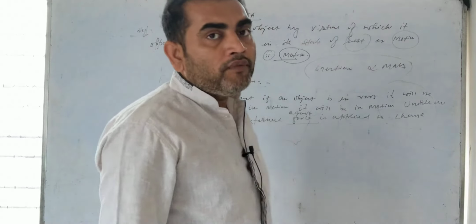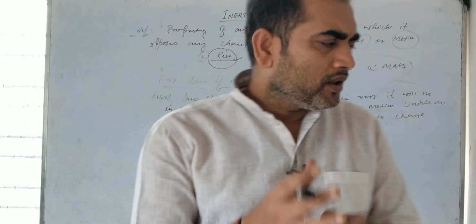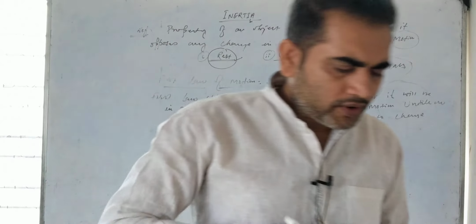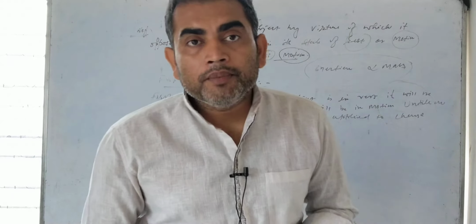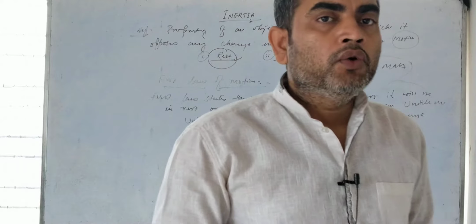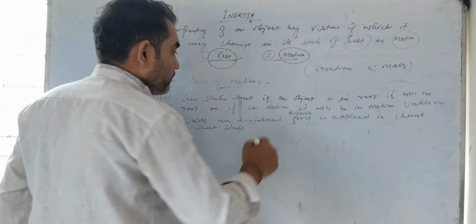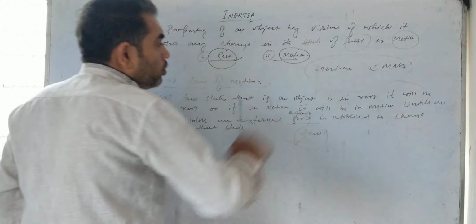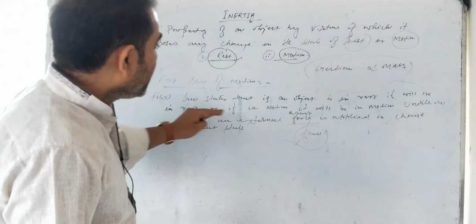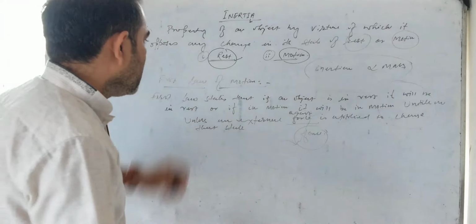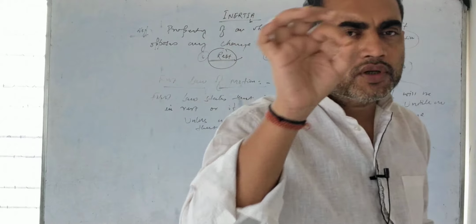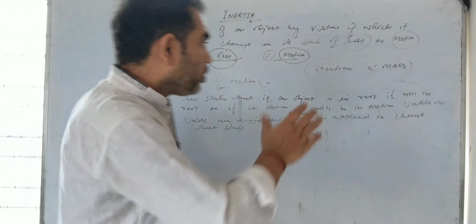Now from the first law of motion, after this we will do some examples, and after that the topic will be finished today. From Newton's first law of motion we get the definition of force. The first part of the law states that if the object is at rest, it will be at rest, and if in motion, it will be in motion.